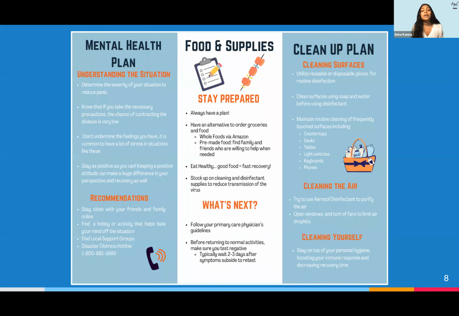As our motto, be proactive, not reactive, states, it's always important to stay prepared even before exposure to or contraction of the virus. Looking at the middle column of the pamphlet on the screen, you can see that the first step to staying prepared is to have a plan, especially regarding groceries and other food items. There are many alternatives that families can use, such as food deliveries from Whole Foods via Amazon, which is just one of the many options for grocery delivery. Furthermore, family and friends who are willing and able to help can drop off pre-made food outside of your house. Having these plans made can help ensure that you and your family have good, healthy food available, because healthy eating can lead to a faster recovery.